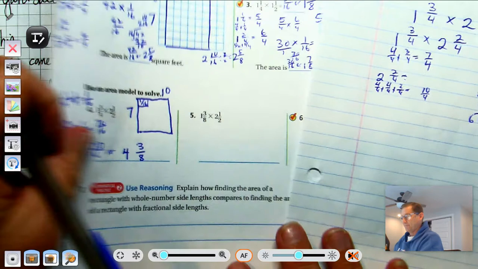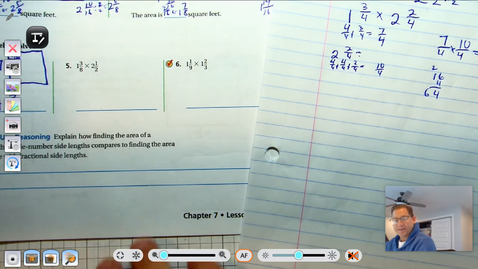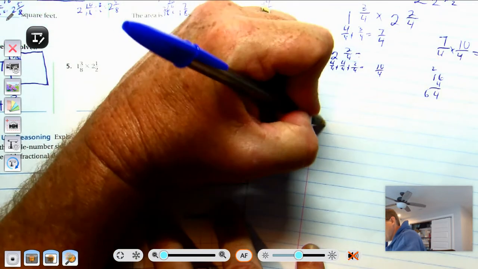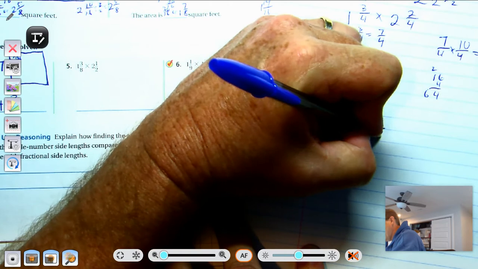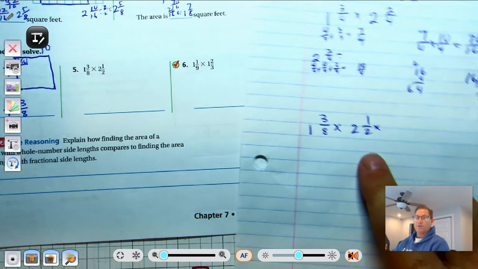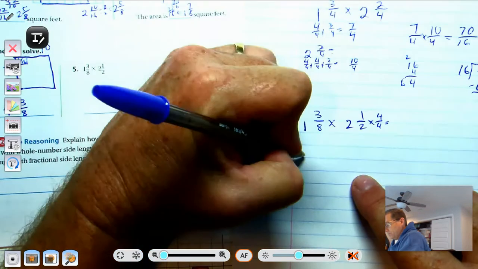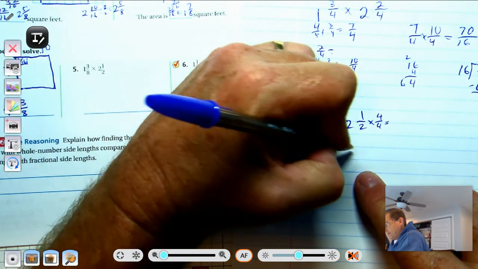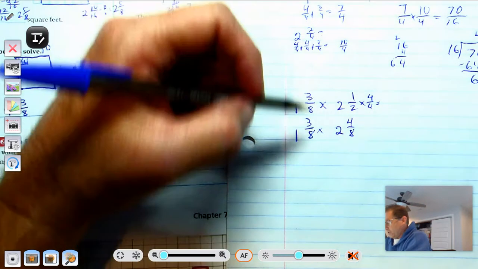Okay, number 5. So we have eighths and halves. I want to go ahead and turn them both into eighths. So I'm going to have 1 and 3/8 times 2 and 1/2. What do I have to multiply the halves by to get eighths? 4 over 4. So it's 1 and 3/8 times 2 and 4/8.